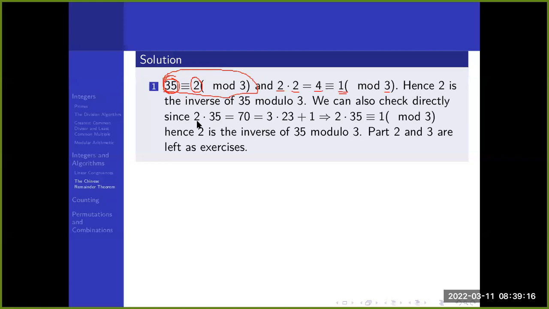And it's easy to check. If you multiply 2 by 35, you will get 70, and 70 is congruent to 1 modulo 3. You can write it as a multiple of 3 plus 1. So it's congruent to 1 modulo 3. So basically, what we have done here is shown that 2 is the inverse.